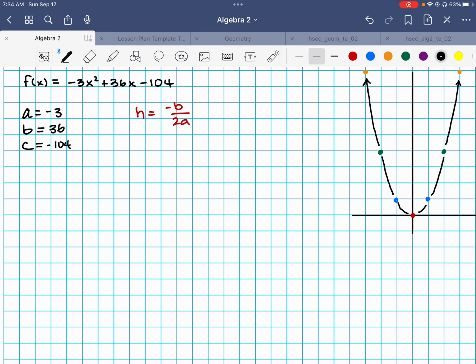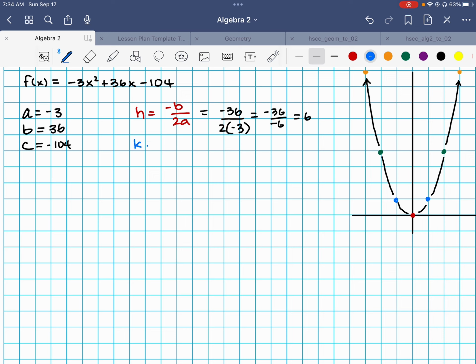That negative 104 kind of sucks because remember, c is the y-intercept. So that y-intercept is happening way down on the y-axis. Kind of a useless point for us, but we have it nonetheless. Next, we're going to plug it in. We're going to take the opposite of b, which happens to be negative 36, and we're always going to divide it by double what a is. So we're going to divide it by 2 times negative 3. This is going to give us negative 36 over negative 6, which is just 6. So the first half of our vertex is located at positive 6.